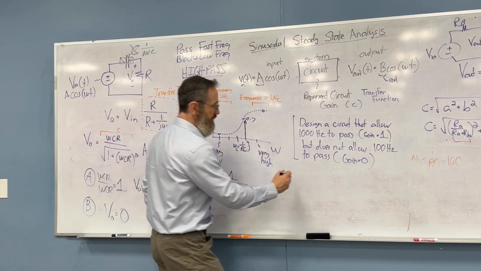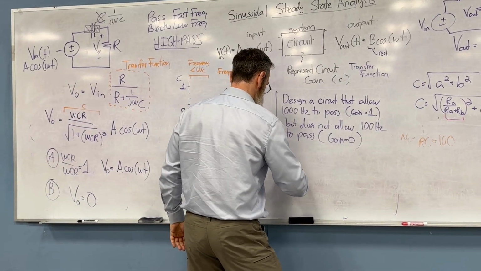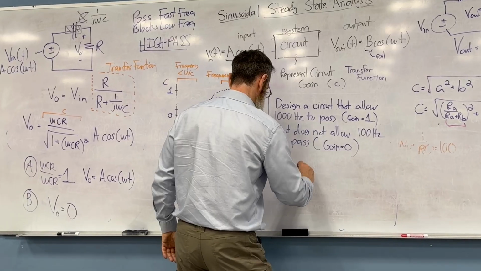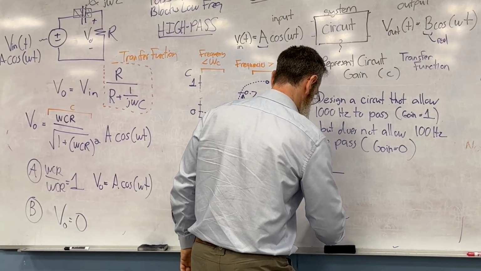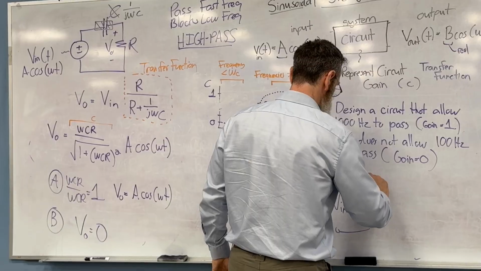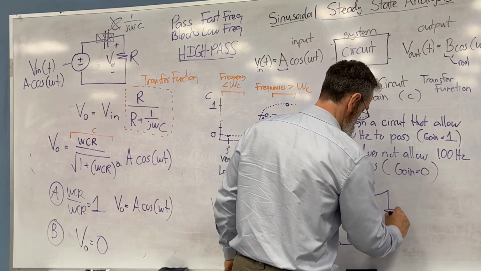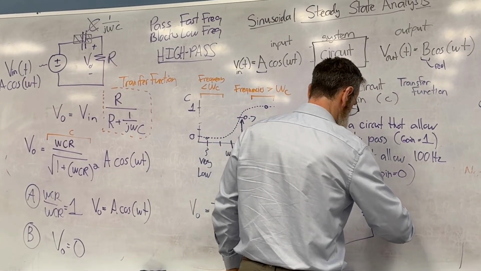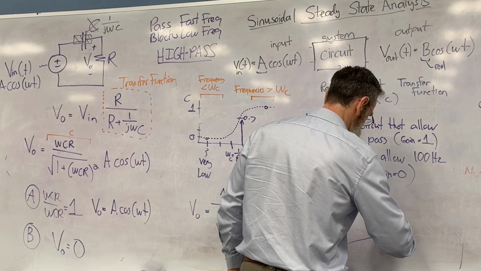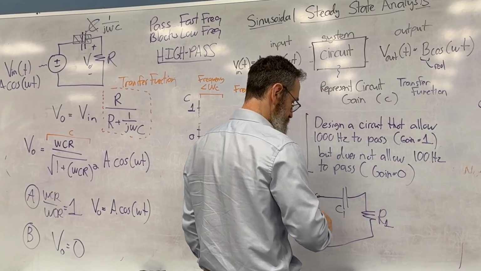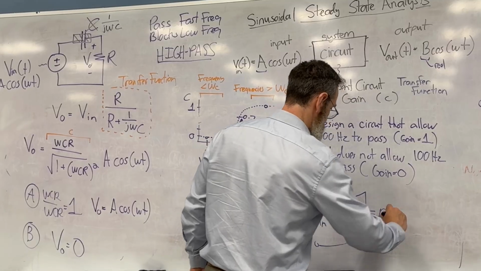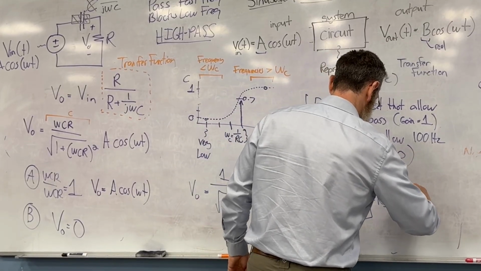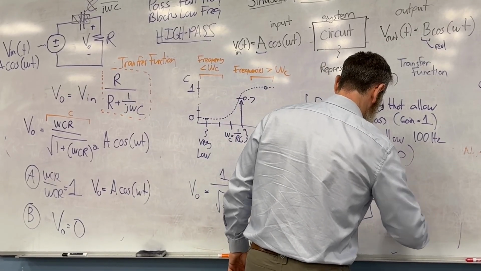So you say, okay, here's my Vin. And I'm going to take a capacitor, and I'm going to take a resistor. I'm going to call this one my R1. I'll call this my C1, so it's a little messy. And the Vout is therefore measured here.